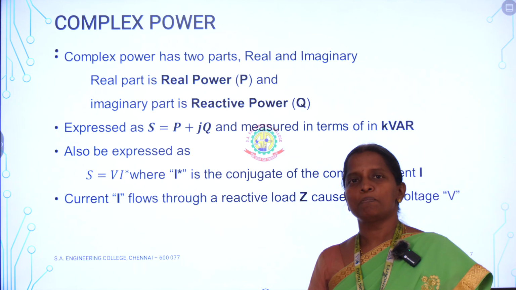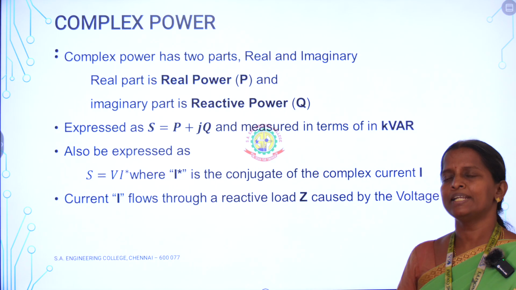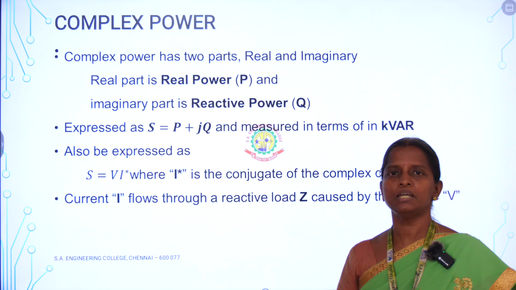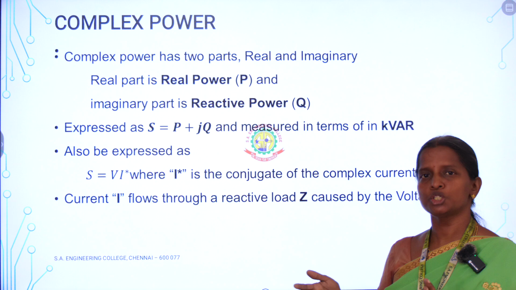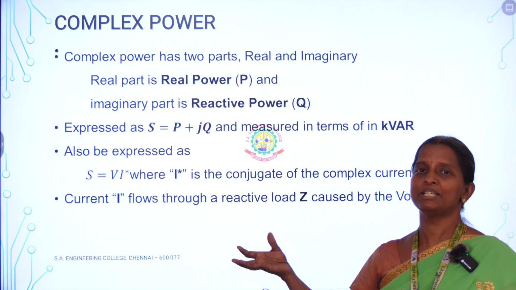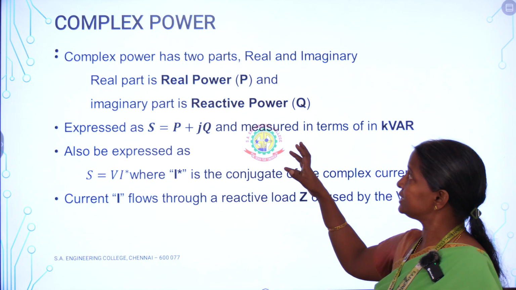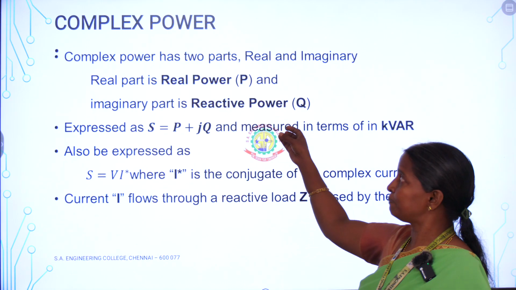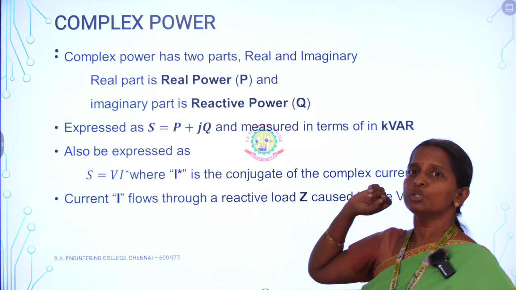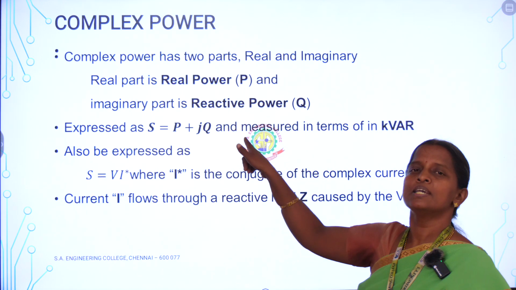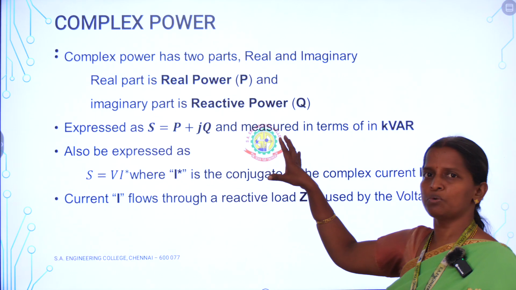And the next one is complex power. This is our topic. So what is a complex power? So already in maths, what is a complex number? We know that it consists of real part and imaginary part. Here also we are having the real part and imaginary part. So that only it is called as complex power. So in this, the real part is the real power P and the imaginary part is the reactive power Q. So we can represent the complex power as S is equal to P plus jQ. So this is one form.